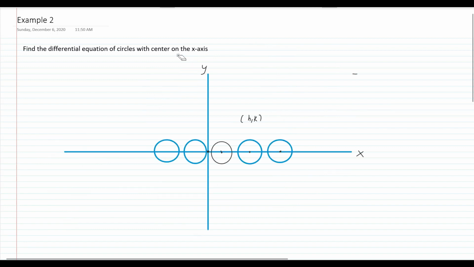Our example number 2. Find the differential equation of circles with center on the x-axis. This figure represents the problem that we have on example number 2. As you can see, it is actually a family of circles that are located on the x-axis. And if you recall, the center of a circle is located somewhere at h comma k. But in this particular problem, the center of the circle is located on the x-axis. Therefore, our k in this particular example will be equals to 0.